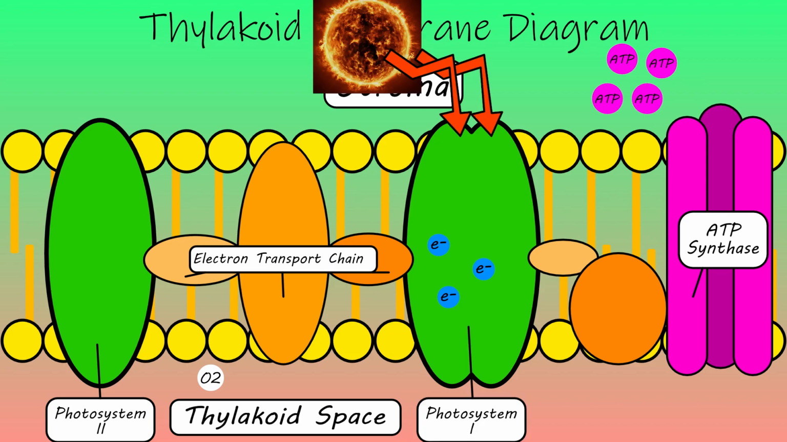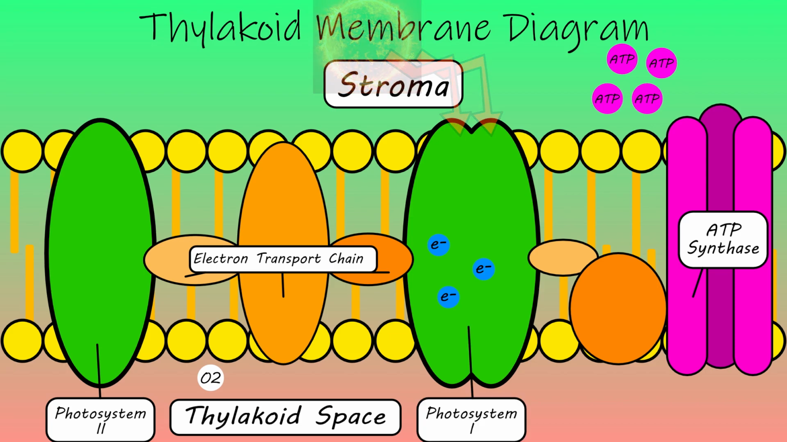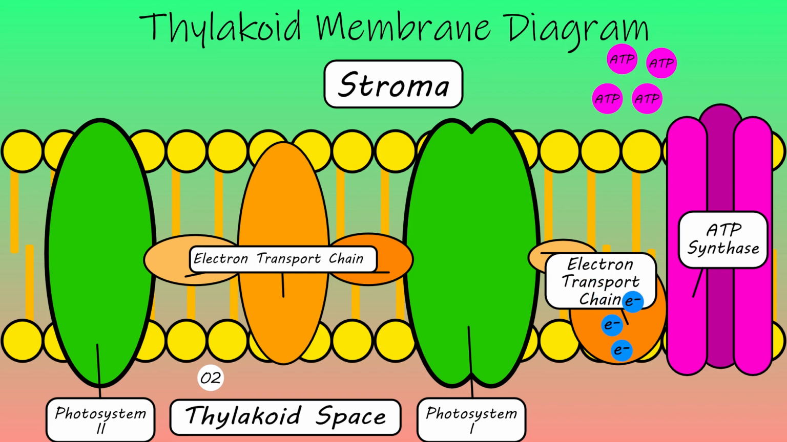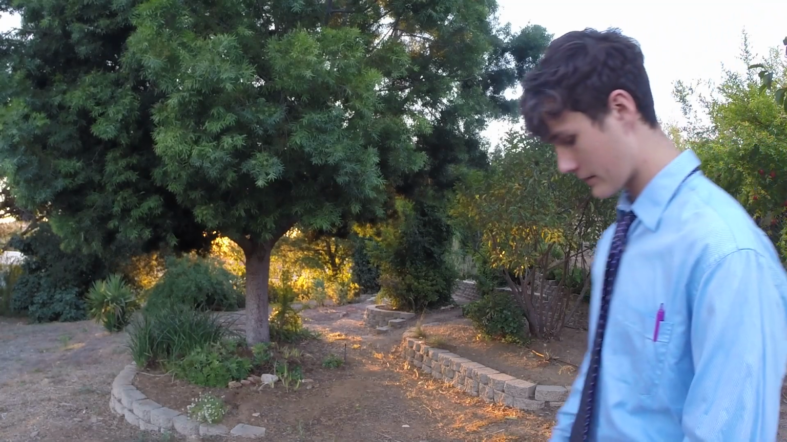Light strikes photosystem 1, and similar to photosystem 2, the electrons become re-excited. These electrons then continue down a second electron transport chain. These electrons are then used to reduce NADP+ to NADPH. NADPH is an electron carrier that will carry electrons to be used in the Calvin cycle. And that is how light-dependent reactions in photosynthesis work.